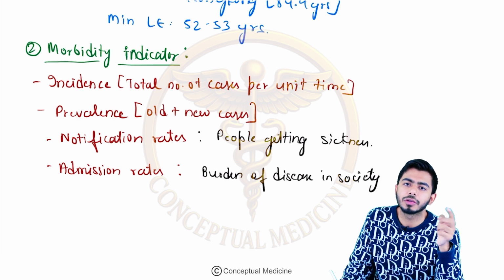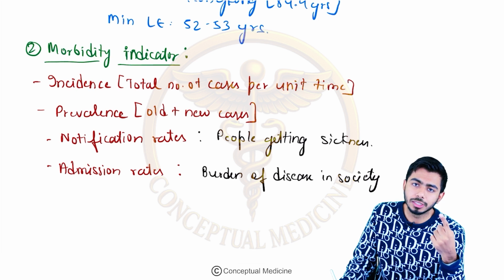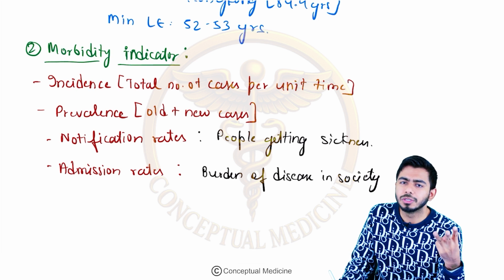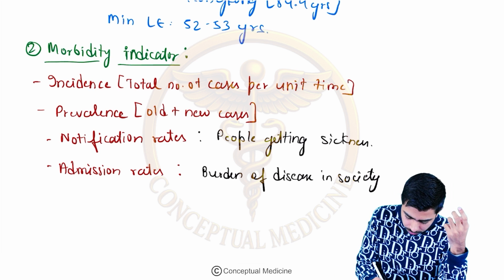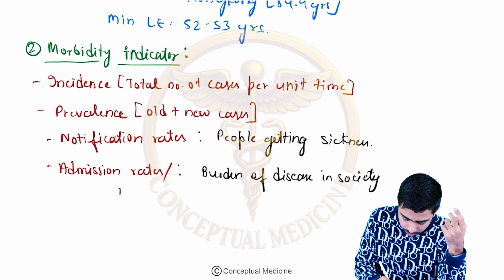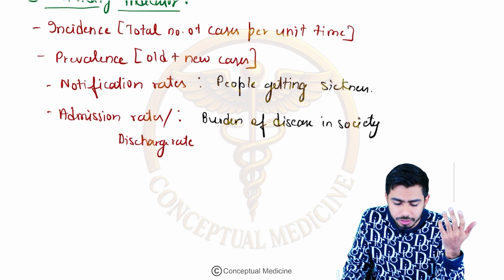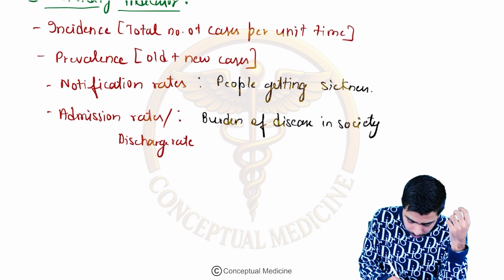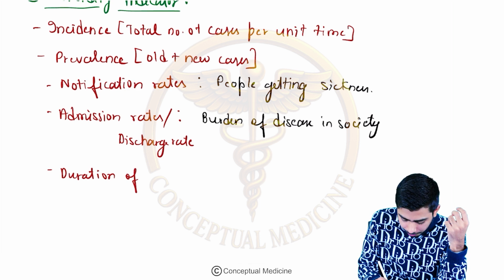Again, we are talking about sickness, we are talking about disease. Which indicator? Morbidity indicator. Till now: incidence, prevalence, admission rate, and discharge rate, which you can add as well. They tell about the burden. And the notification rate we have talked about, right? Then duration of stay in the hospital, or average length of stay in the hospital.